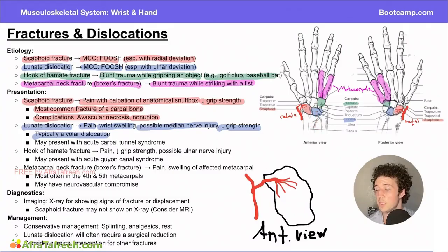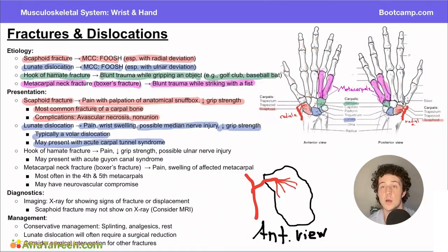And remember that the median nerve is going to be running through that carpal tunnel to get to the hand. And so the lunate can compress the median nerve. And if we have that, in addition to the pain and swelling, we may have an acute carpal tunnel syndrome. So remember what that looks like, that there will be pain, weakness, or paresthesias in that median nerve distribution of the hand.